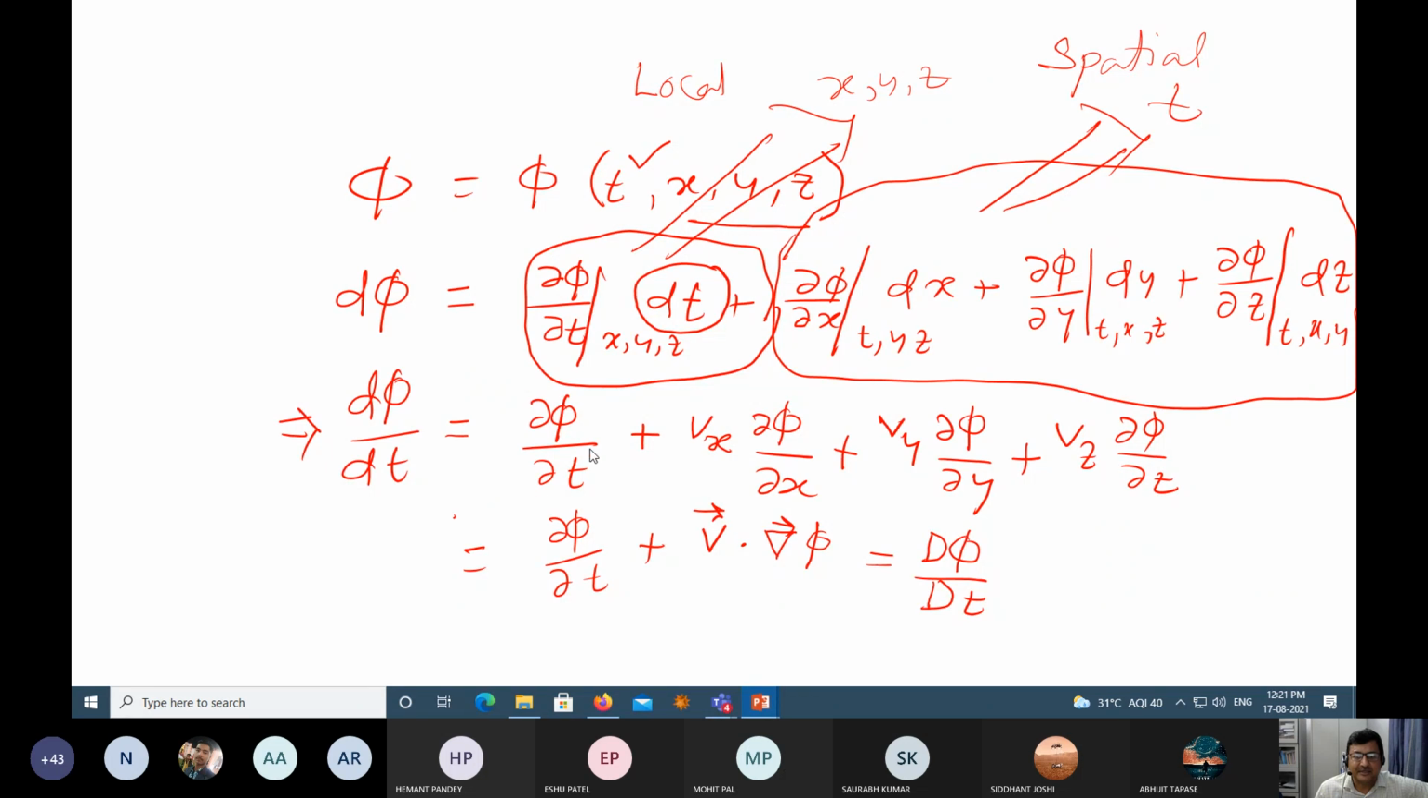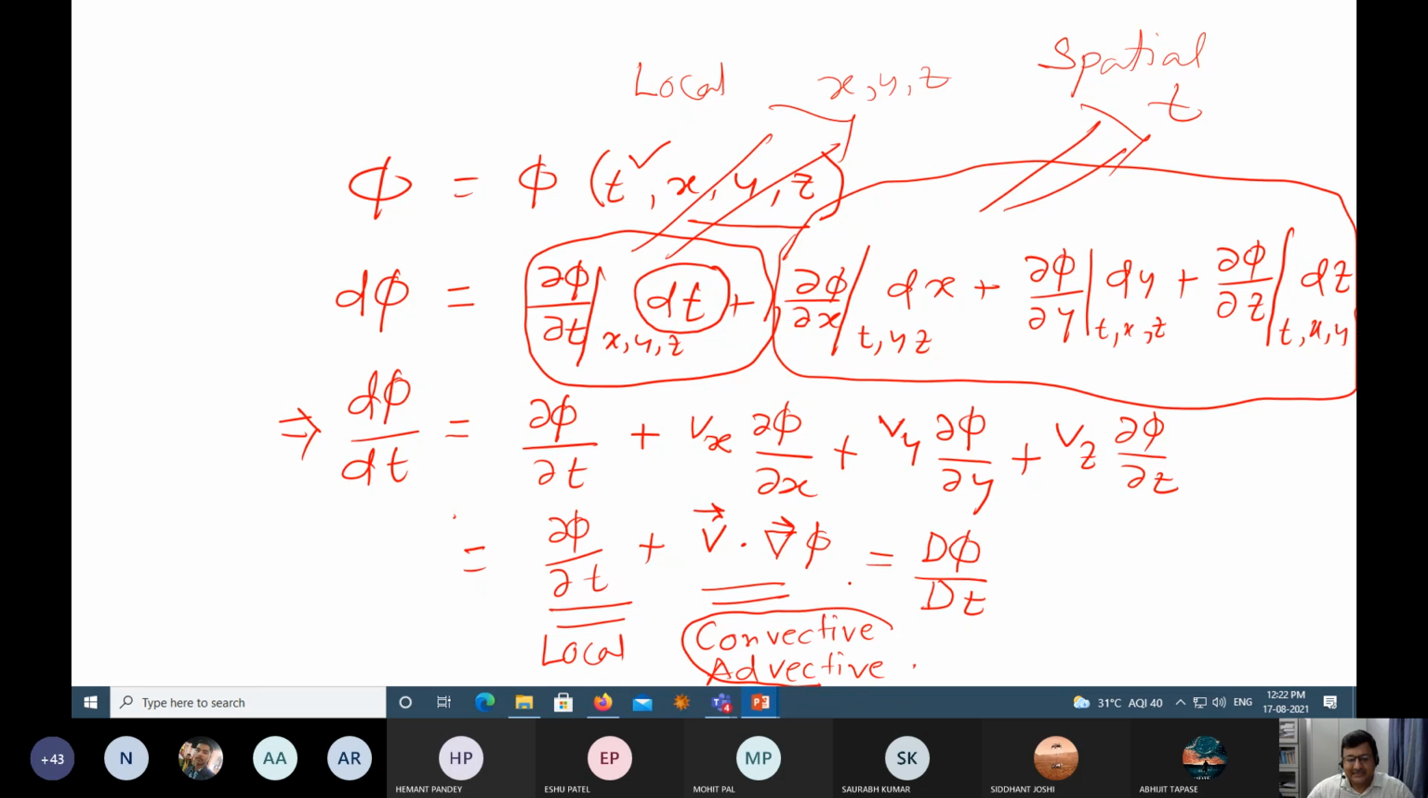Phi by del t, the partial derivative, right? So in general, these two terms are divided as: this is called the local term, and this particular thing is called the convective term. Convective or advective, there are two terminologies that are used in general, right? So this is an advective term.